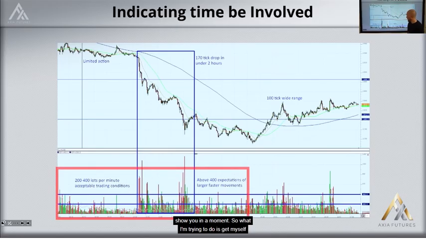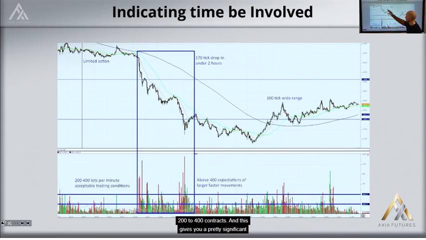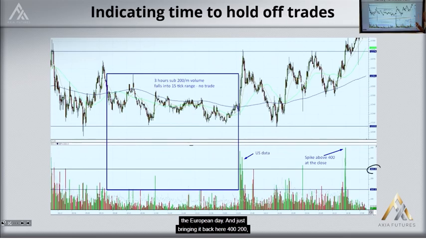So what I'm trying to do is get myself towards these periods where consistently we're seeing around 200 to 400 contracts, and this gives you a pretty significant move. 170 ticks in the DAX is a reasonable size move. Once that's happened, volume does stay up, and you get long periods of consistent movement into this 200 to 400 contract range. Again, decent periods to trade. You're getting these periods, a 100 tick wide range here, whereas to start with, beginning of the day, very, very narrow range. You're kind of moving in about a 20, 25 tick range. And this runs for the early part of the European day. And just bringing it back here, 400, 200, these two blue lines down here.